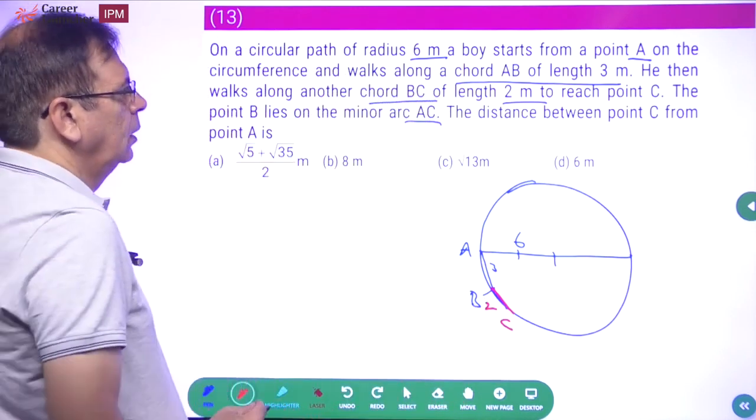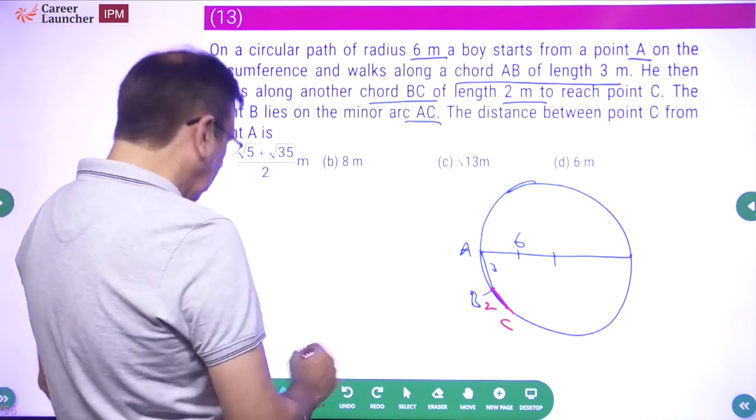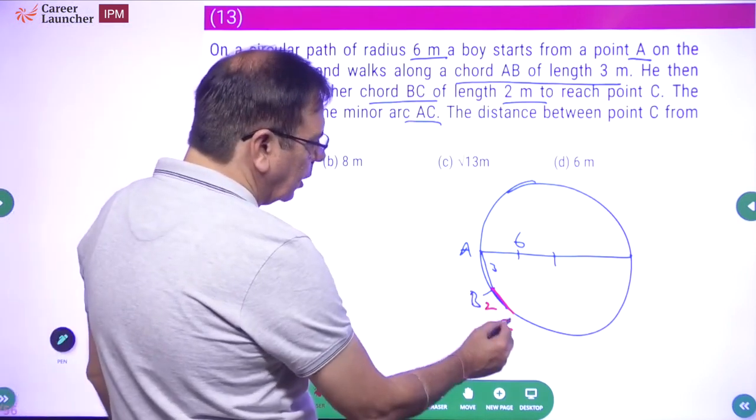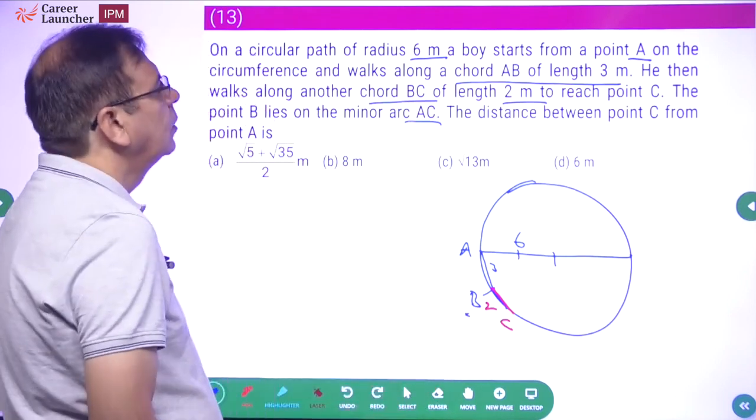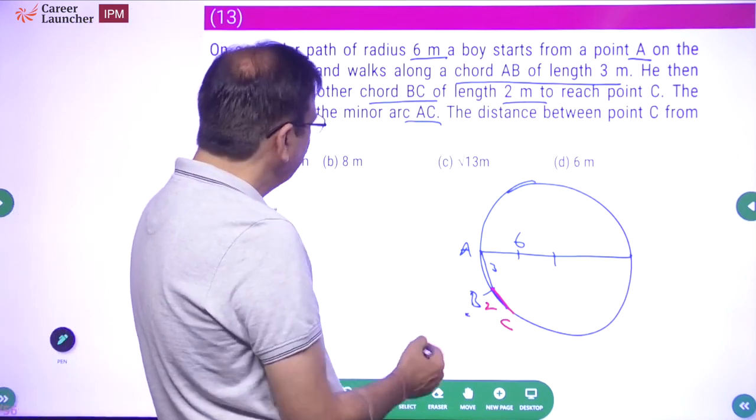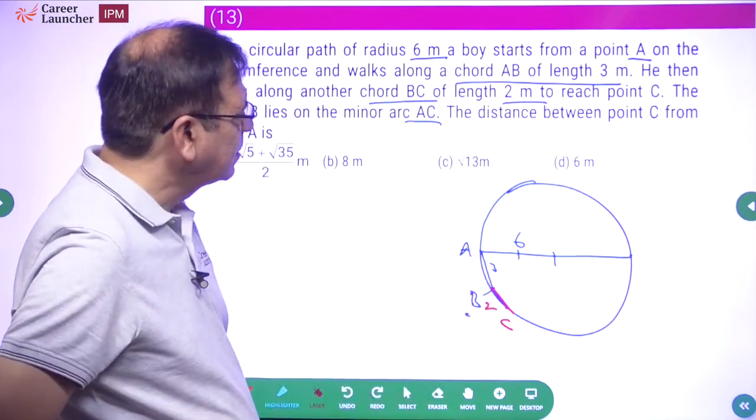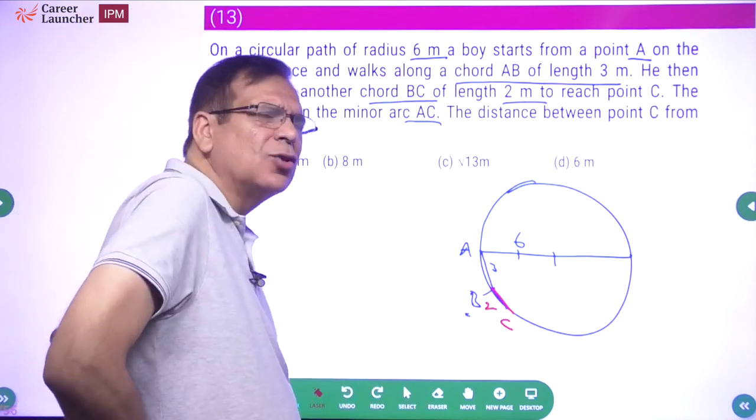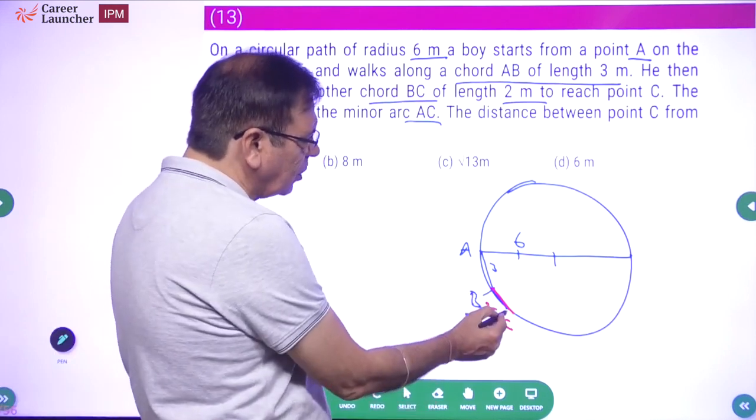Okay, 2 point C. The point B lies on the minor arc AC. Yes, B lies on the minor arc AC. This is fine. What is the distance between point C and A? एक बात बताओ, will it not be slightly less than 5? है ना? It has to be slightly less than 5. This is 3, this is 2.